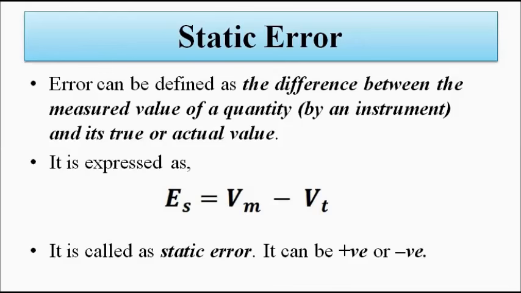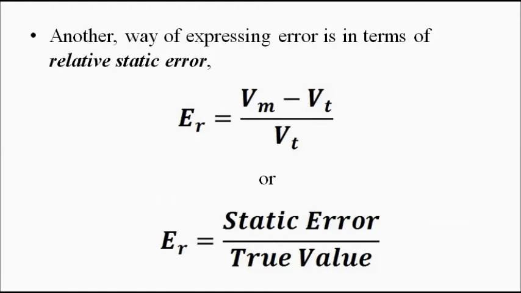Now in case of dynamic error, the true value, Vt, changes with time. That's why dynamic error comes into play. So this is the static error. Another way of representing it is the relative static error, which is the ratio of the static error, Vm minus Vt, divided by the true value. So that is the relative static error.